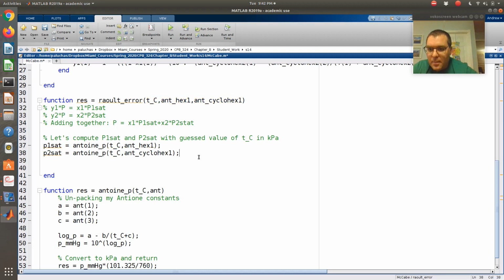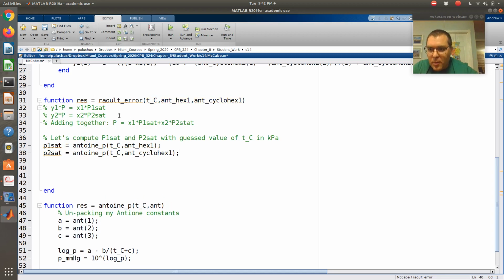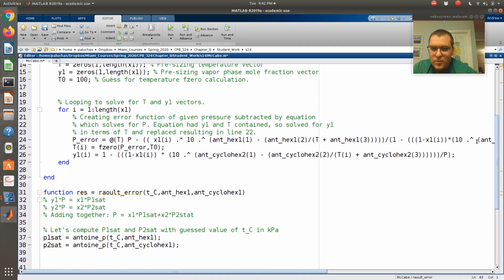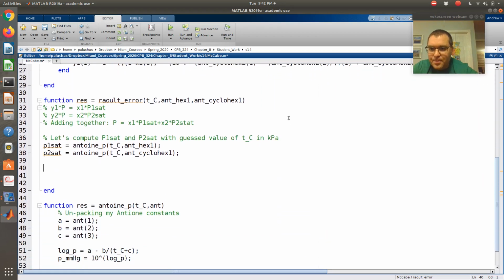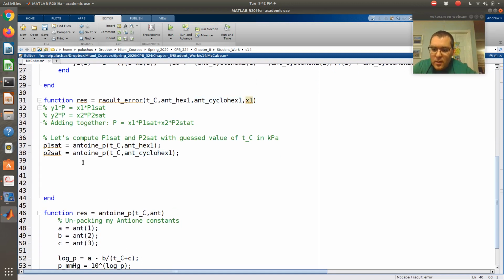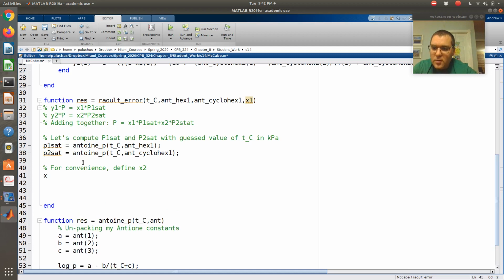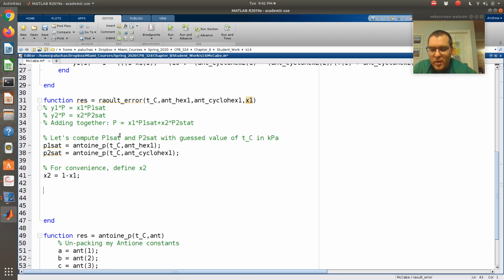Okay, bam. Okay, and now I look at my mole balance design equation. So I have P1 sat and P2 sat. Okay, I'll need to pass X1, right? So I'm going to be looping over X1. Okay, so X1 I'll need to add to my input list. Okay, so for convenience, define X2. Okay, so X2 is equal to 1 minus X1.